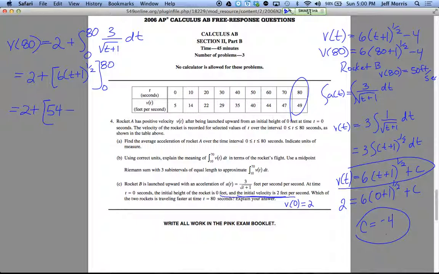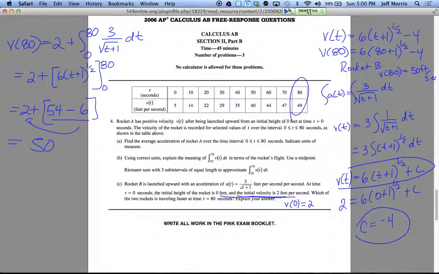9 times 6 is 54, minus, put in the 0. 0 plus 1 is square root of 1, 1 times 6. 54 minus 6. What's 54 minus 6? 48. 48 plus 2, still you got 50. I like that way better personally, but preference up to you.